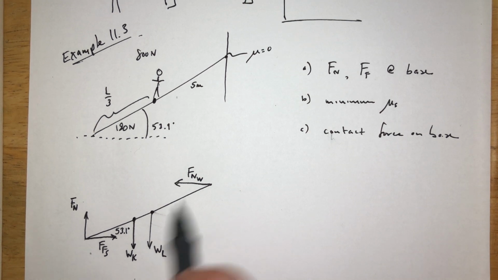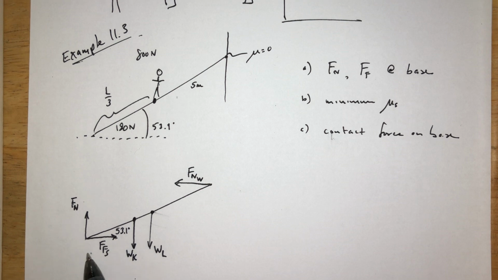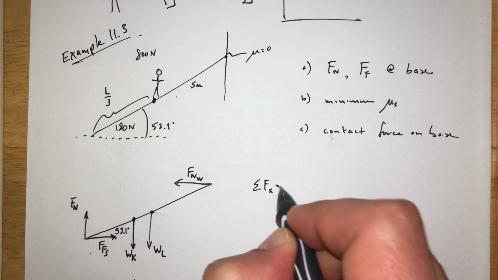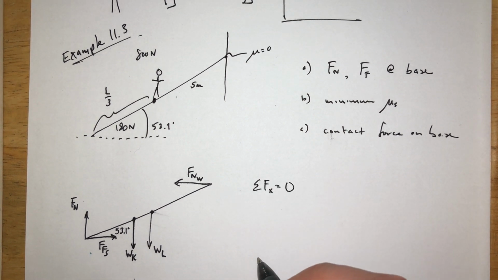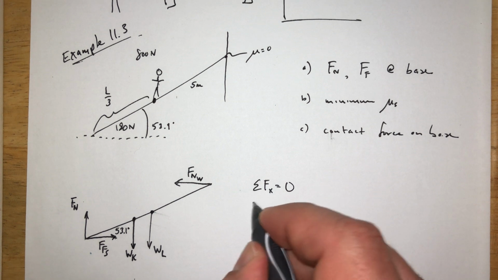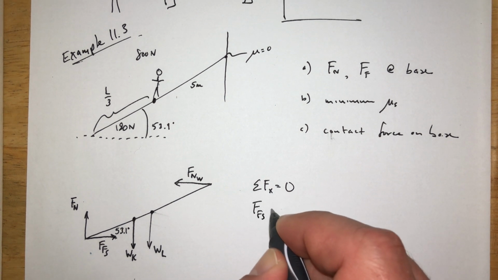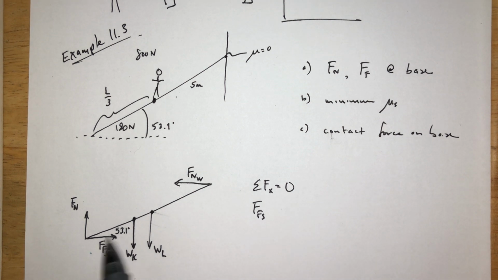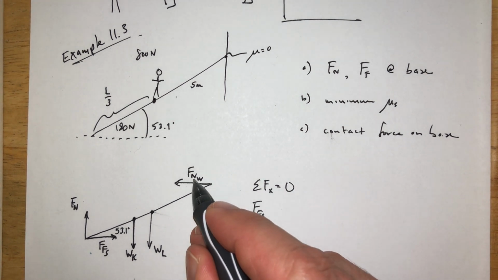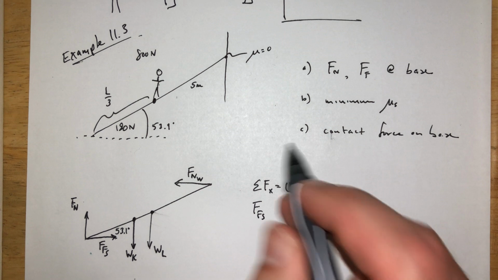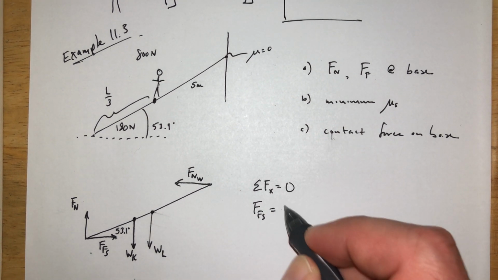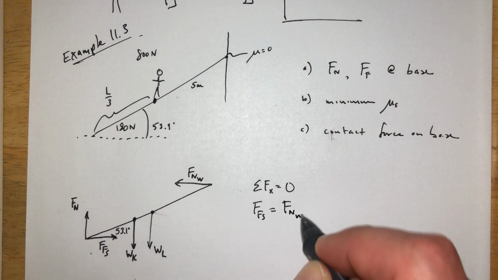Now that we've got this free extended body diagram, we can say that the sum of the forces in the x direction needs to be 0, which means the force of static friction has to add to the normal force from the wall. They're opposite directions, so one of them needs to be negative, so we can solve that way.